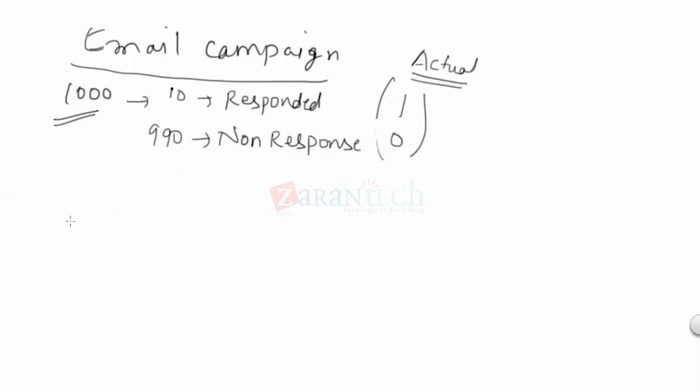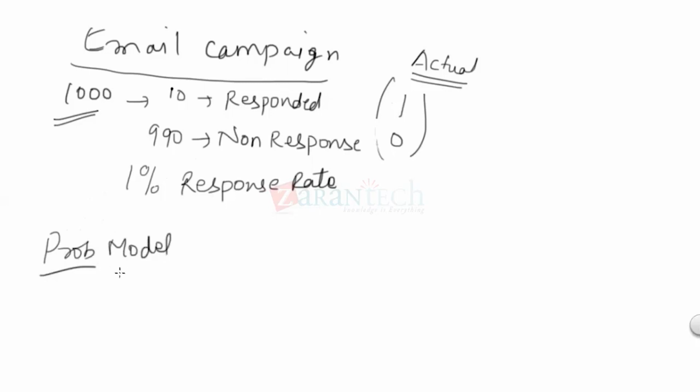So this is my actual situation. In this case, only a 1% response rate is there. This is what it means. Now we have built a probability model, or this logistic model. And from there, what we are seeing is that for 991 people, we have said that they will not respond, non-response. And maybe for 9 people, we have said that it's a response.